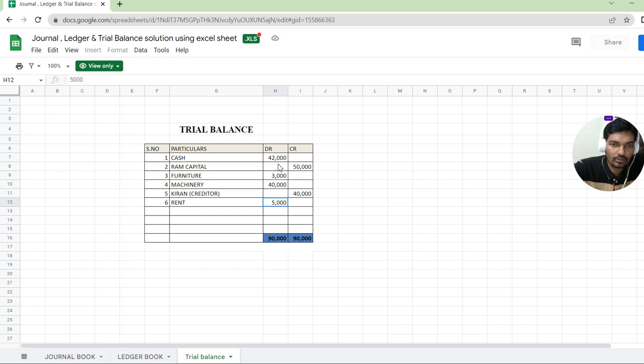After this we need to total these values, and we will get equal values. So this is about the trial balance. In the next lecture we will discuss how to prepare the trial balance using the formula. So this is the end of today's lecture.